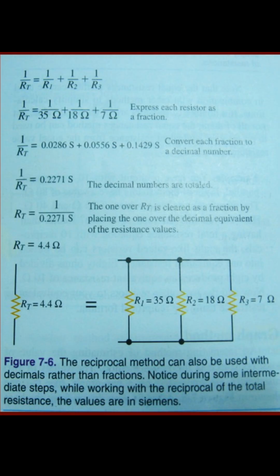The 3 resistor values total to 0.2271. The combined total of the 3 individual resistances is the reciprocal of the total resistance value of the circuit. The total resistance is equal to 1 divided by 0.2271, or 4.4.